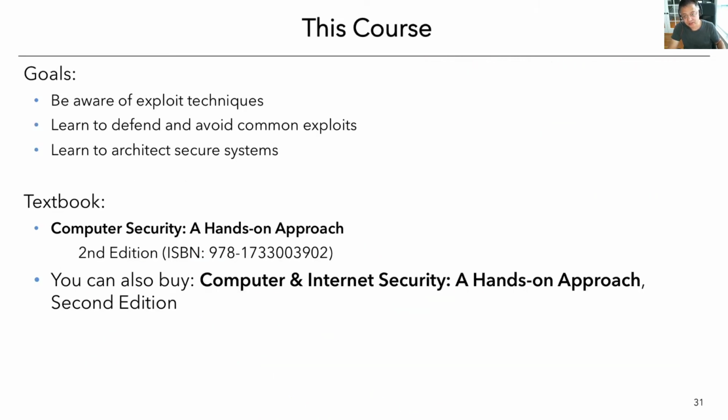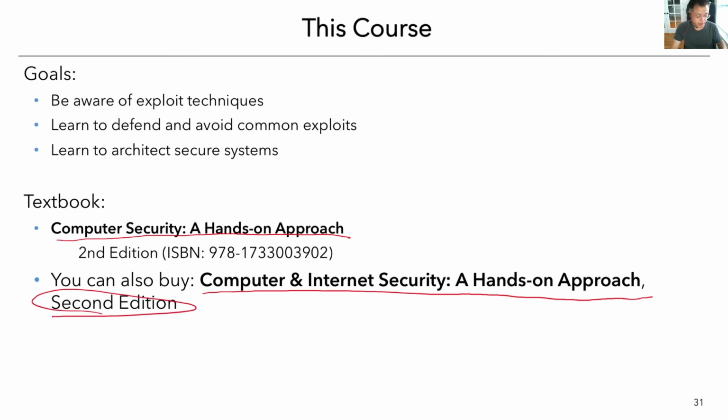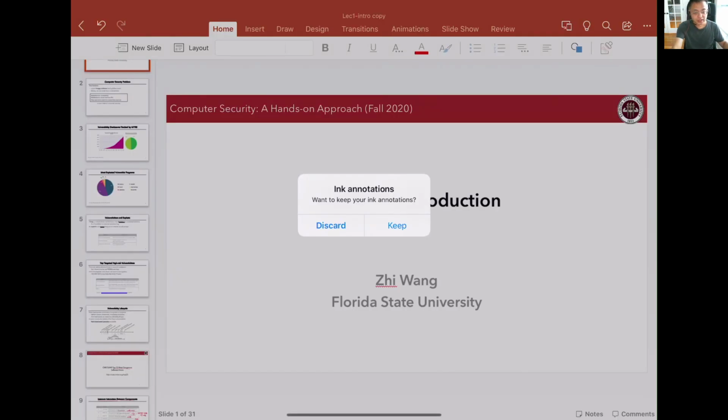Okay. In this course, be aware of the exploit technology, learn to defend and avoid the common exploits, and also learn to architect a secure system. This is the textbook we mentioned in the welcome lecture, right? You can also buy Computer and Internet Security: A Hands-On Approach, the second edition. Okay, don't buy the first edition. Okay, let's stop here.